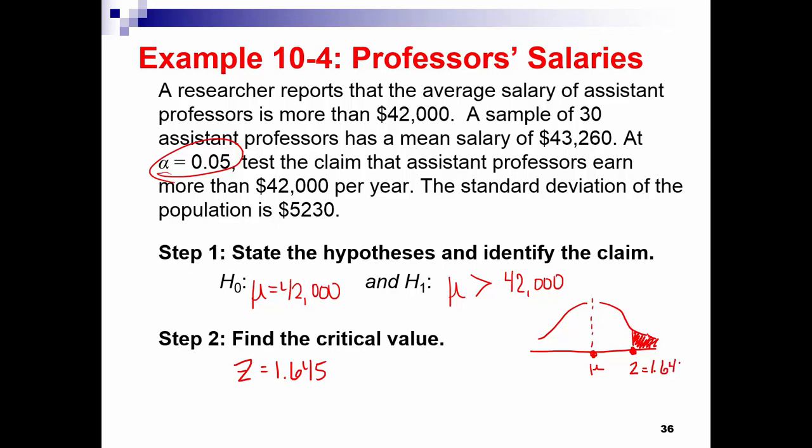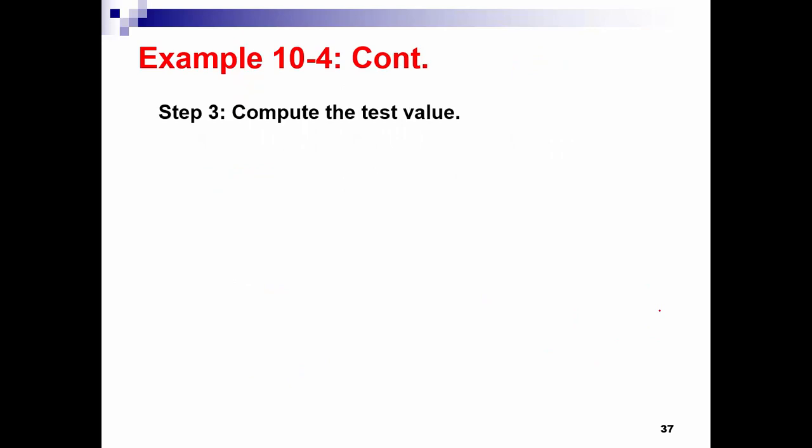And the critical value separates the rejection region from the non-rejection region. So this is going to be our rejection region. So next we have to compute the test value.